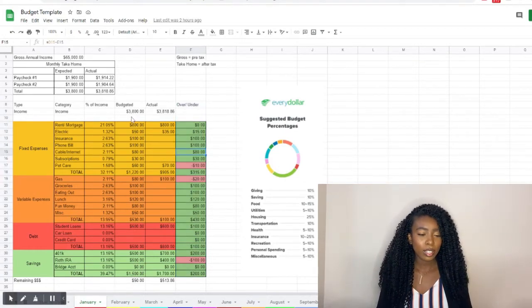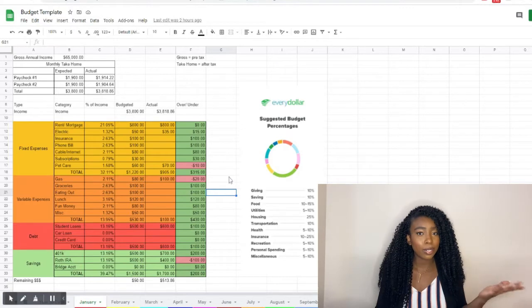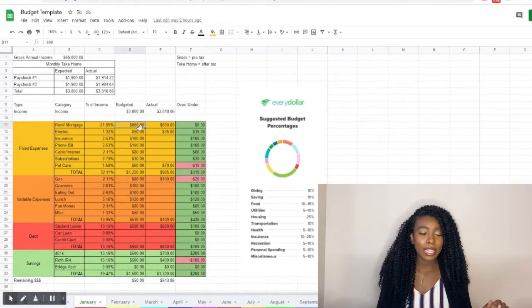Now, let's start from the top. $800, for example, is my rent. Now, I share this rent with my boyfriend, so we both pay $800, and it's pretty affordable for us, and it's still within 25% of our rent/mortgage, which, as you can see from Dave Ramsey's suggested budget percentages, is that your housing should be under 25% of your monthly income for a healthy budget. So each month I have $800 and I put 800. Therefore, my over/under is 0.